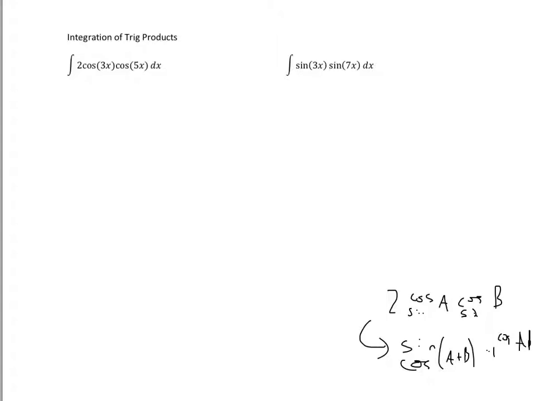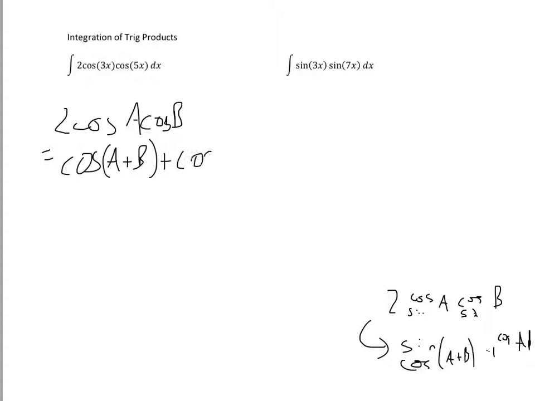So here, 2 cos something, okay? Now the formula we're looking for, if you look on your products formula sheet, is 2 cos A cos B. That's the same as cos A plus B plus cos A minus B. Okay, so we're just going to match up. See this 2 here? That's that 2, so that's fine. So that's 3x, that's A. So that's 5x, that's B.